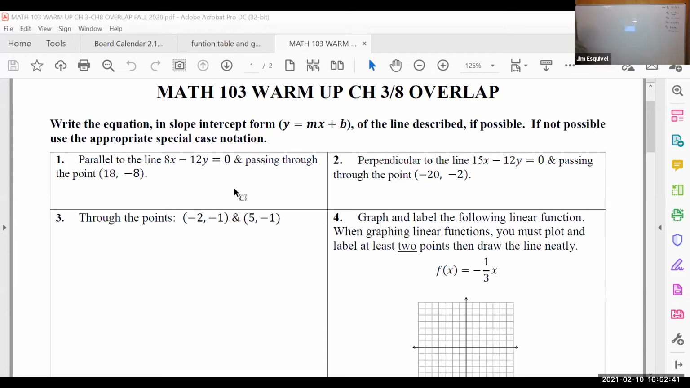So question number 1, we want parallel to 8x minus 12y equals 0, and it's going to go through (18, -8). And then number 2, we want perpendicular to the line 15x minus 12y. And this one goes through (-20, -2).